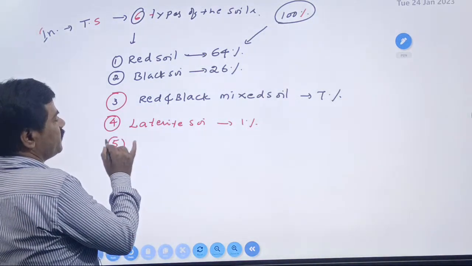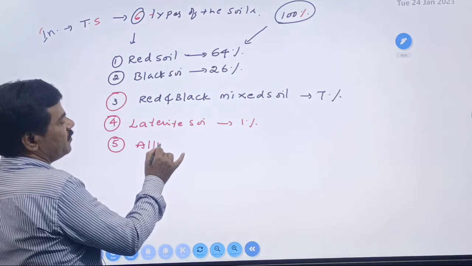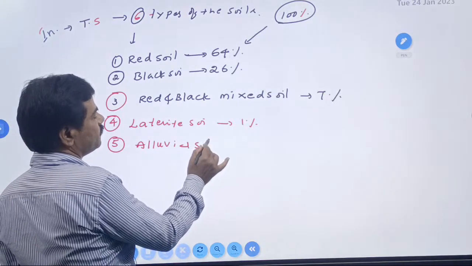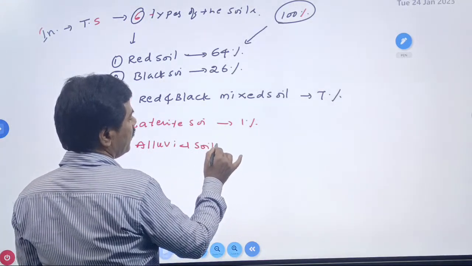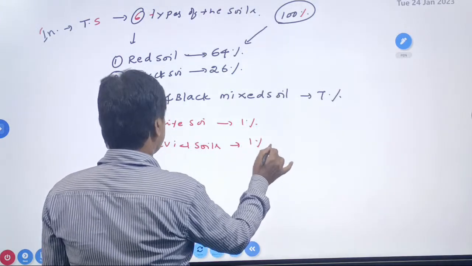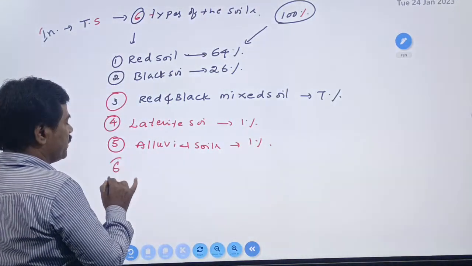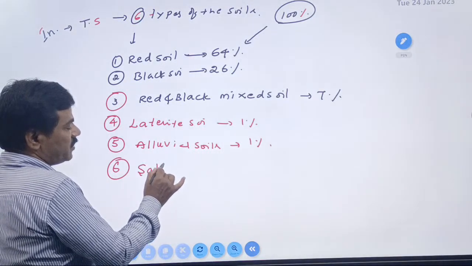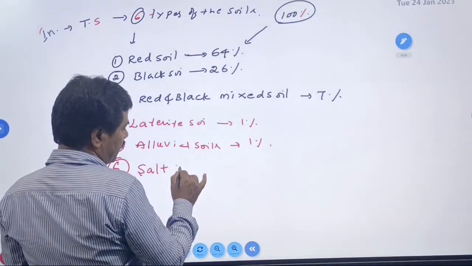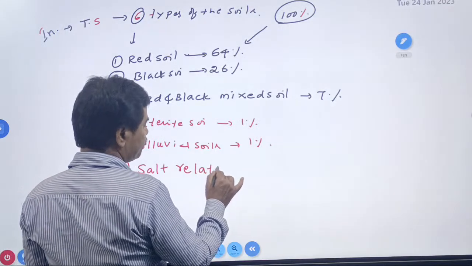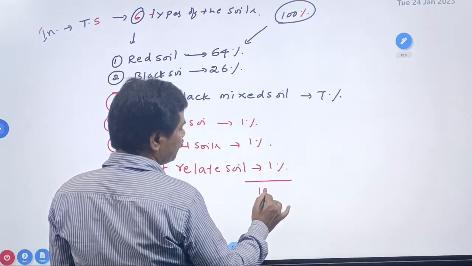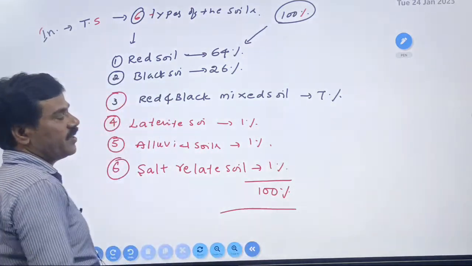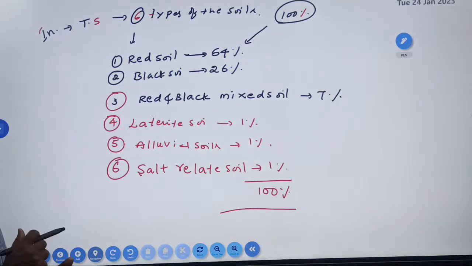Fifth one is the alluvial soil, which is also 1 percent. Sixth one is salt-related soil, which is also 1 percent. Total is 100% of the soil. This is the grouping of the soils.